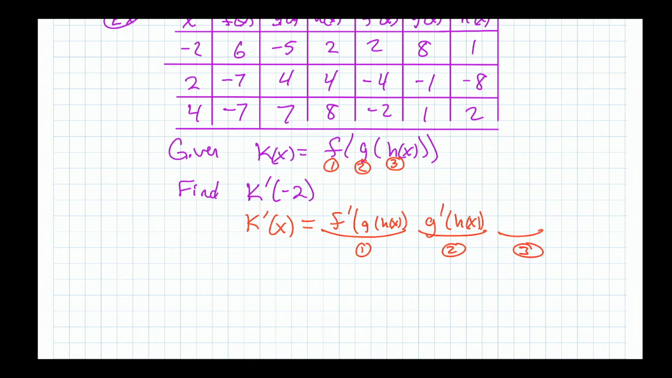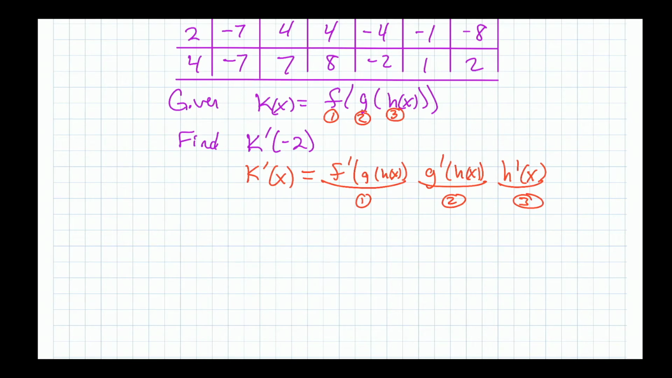All right, what's next? Function 3. Function 3 is h. What's the derivative of h? H prime. What's inside it? X. So that's it. Okay, so derivative of f, derivative of g, derivative of h, that's it. There's no more chain to chain. So that's the chain rule.